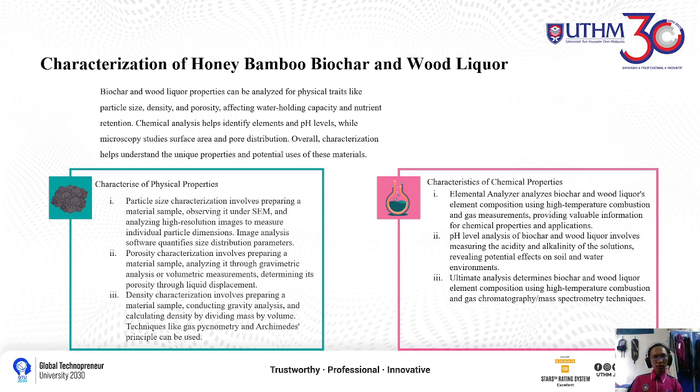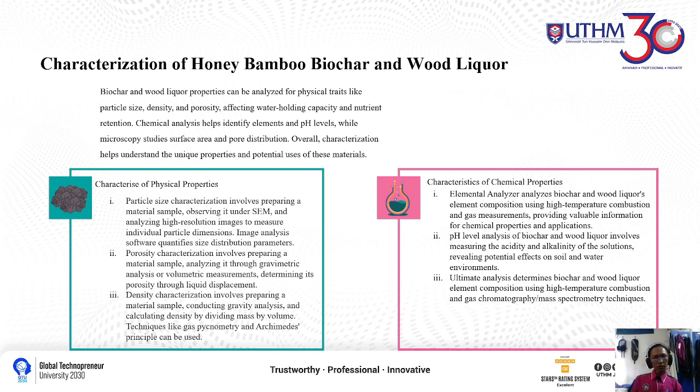For characterization of physical properties, first, particle size characterization involves preparing a material sample, observing it under SEM, and analyzing high resolution images to measure individual particle dimensions. Image analysis software quantifies such distribution parameters.